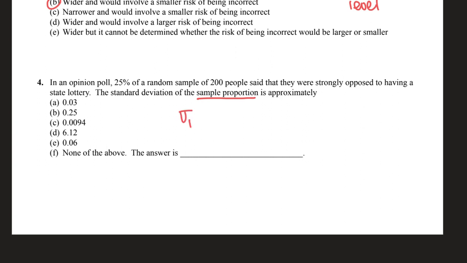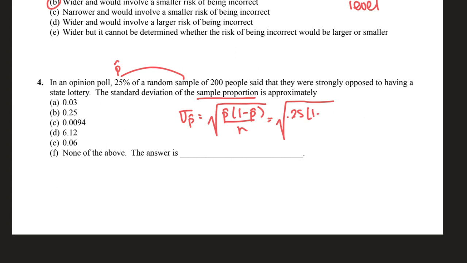All right, question number 4 is asking for the standard deviation of the sample proportion. Remember the formula for that is going to be the square root of p hat times 1 minus p hat over n. Or if you're given p, you would use p. But in this case, we have a sample proportion, so this right here is p hat. So it's going to be 0.25 times 1 minus 0.25 over 200. When you put that in your calculator, it's 0.0306. So when we round, that's going to be 0.03.